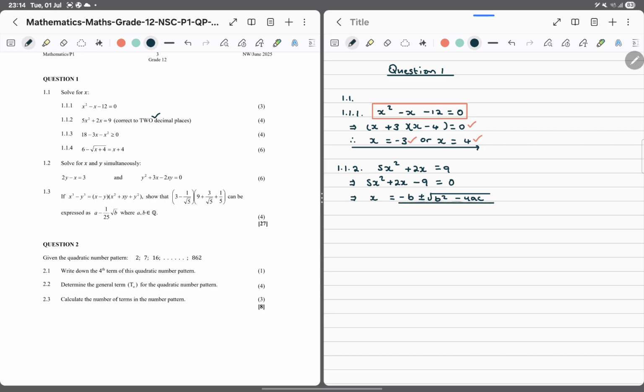Okay, the right-hand side is divided by 2a. We need to write it down and then solve. x is equal to, so we get minus 2 plus or minus the square root of 2 squared minus 4 into 5 into minus 9, divided by 2 into 5.